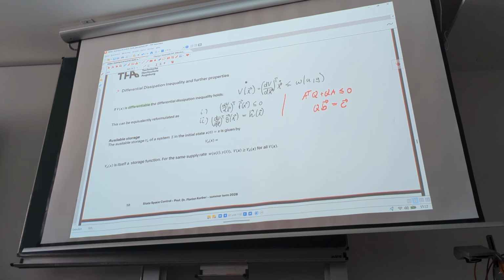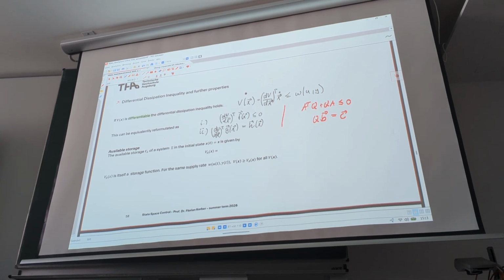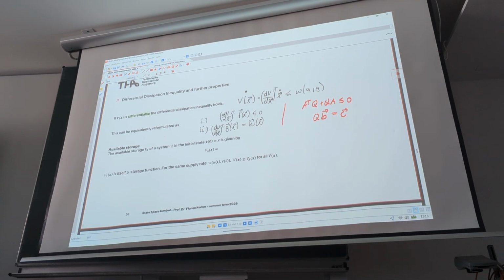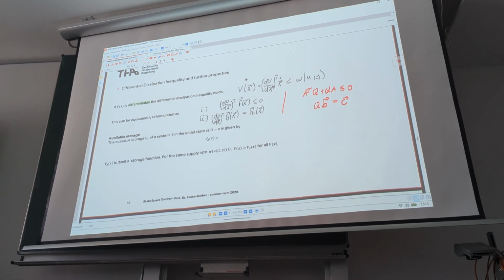Again, this has an intuitive value. The available storage is basically the minimum energy that I can extract from the system within a certain time, given some input-output condition. And the required supply is the minimum energy that I need to drive the system from point A to point B, so from an initial state to a terminal state. Okay, so these would be two different limits of our energy.